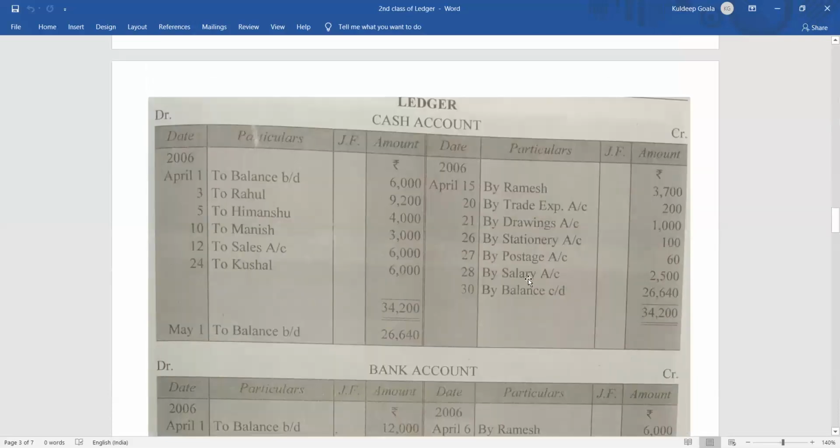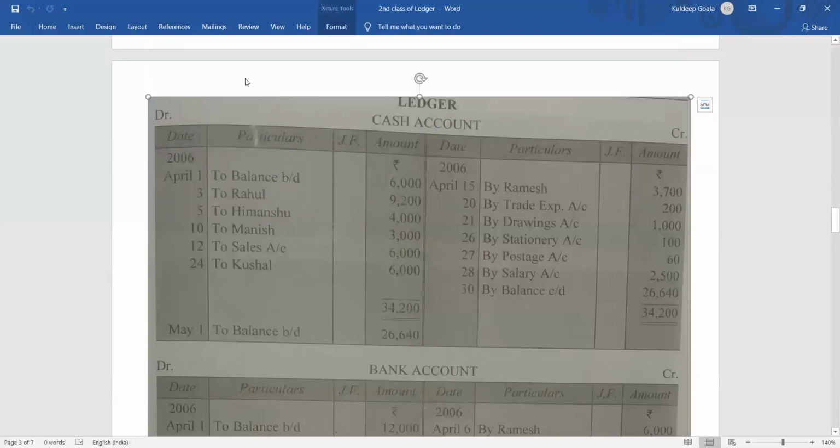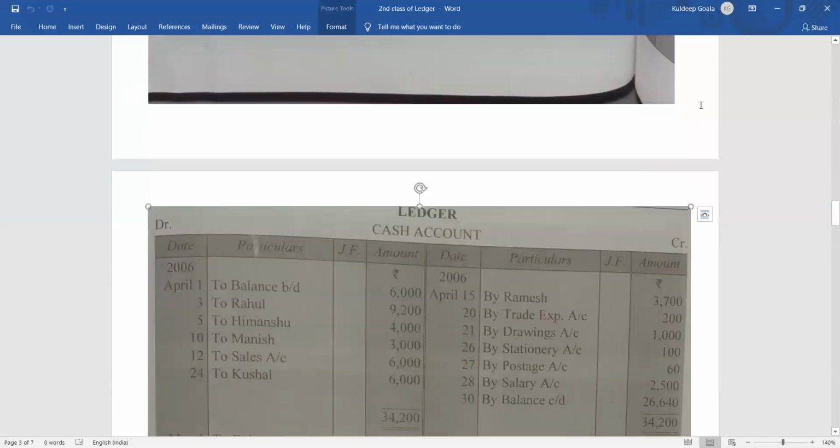So for doing the ledger balancing, I will mention some steps, so that will help you easily to finish it, to do it. I'll just mention the steps here. Balancing of ledger, how you are going to do the balancing of ledger.